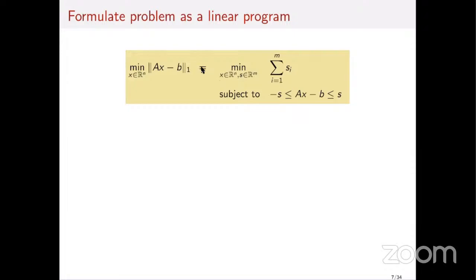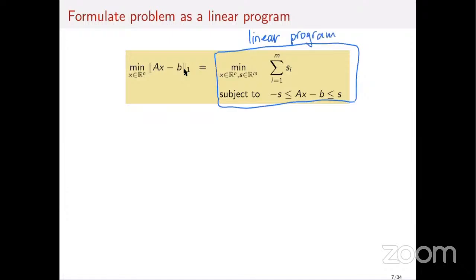Let me prove this equivalence between the two optimization problems. It's actually not difficult. These new variables really play the role of the absolute values of the components of Ax minus b. I just want to point out, and I hope this is more or less obvious, that now this is a linear program. I did not say it explicitly, so let me write it down. Here I have a linear objective function, and I have linear inequalities. So it fits the linear programming model that I mentioned. Okay, so let me prove the equivalence.